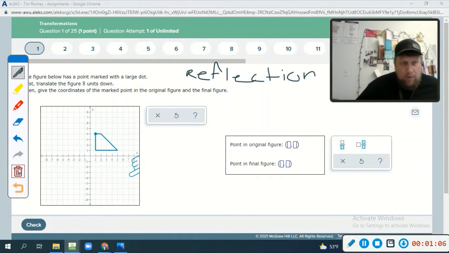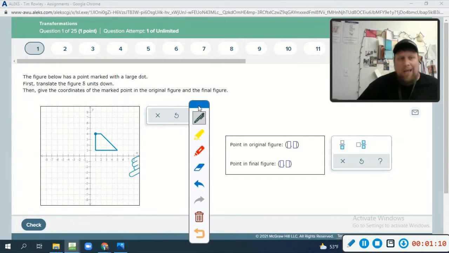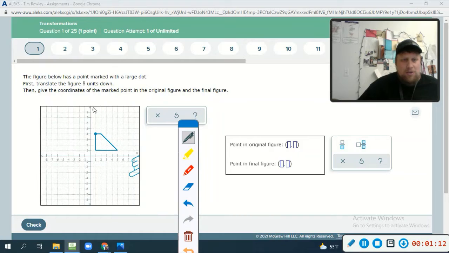And I have no idea why I put reflection first, because quite honestly, we're talking about translation first. And all translation is, you can see it right there, there's the word translate. We're talking about translation. In fact, in your notes, guys, why don't you write down translation? And if you haven't got your notes out, get them out. Write down the learning target. Write down the word translation. And I'm going to walk you through a couple problems.